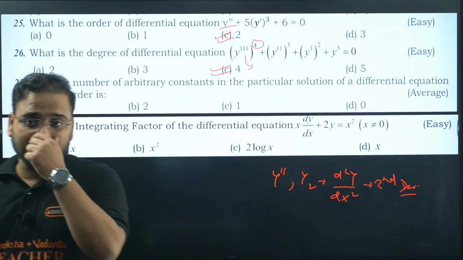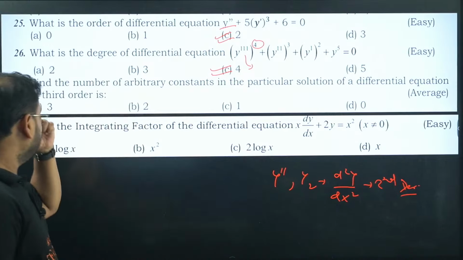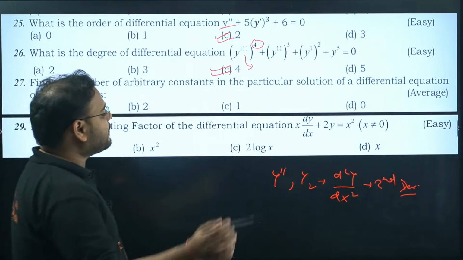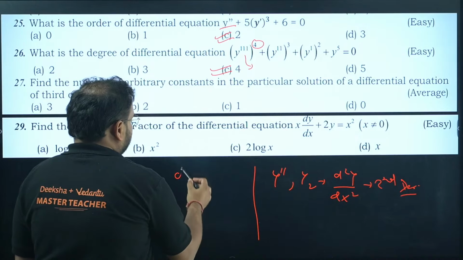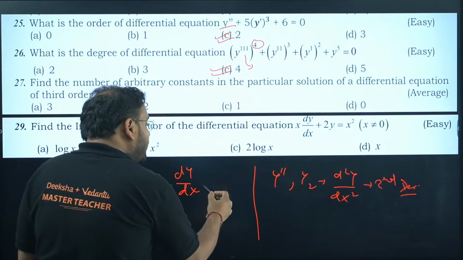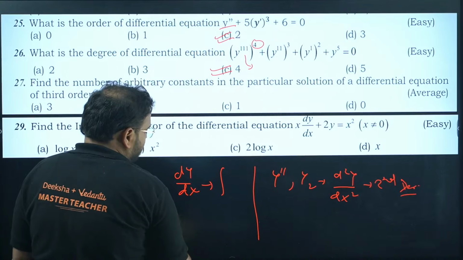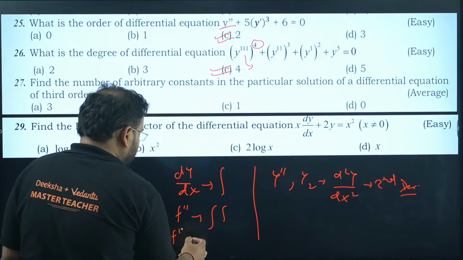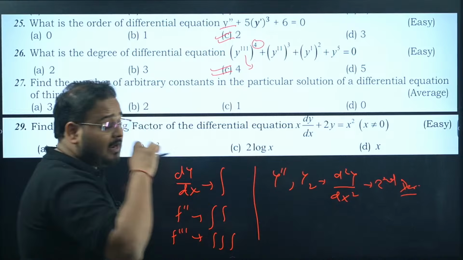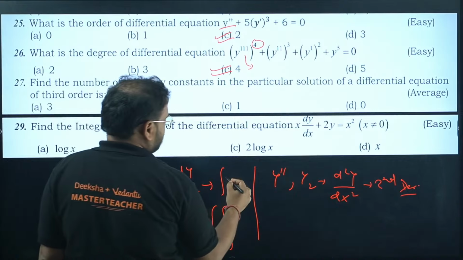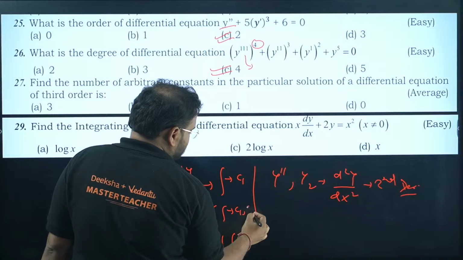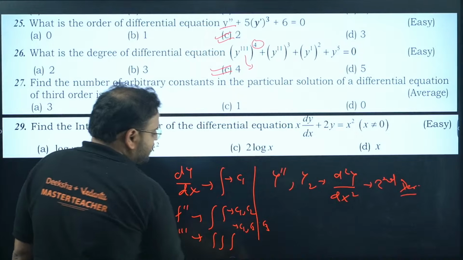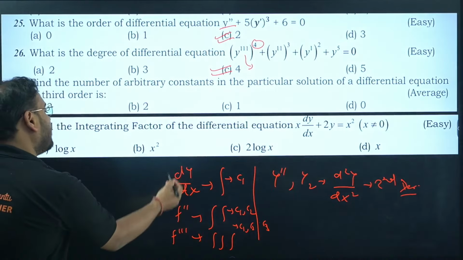Find the number of arbitrary constants in the solution of the differential equation of third order. Basically, if you have only dy by dx, you'll integrate only one time, no? But if you have a second derivative, f double dash, let's say, you got to integrate 2 times. If you have f triple dash, you got to integrate 3 times. So depending upon the number of times you integrate, you'll have those many constants. You'll have C1 over here, C1 and C2 over here, C1, C2 and C3 over there. So the number of constants depends upon the number of derivatives.